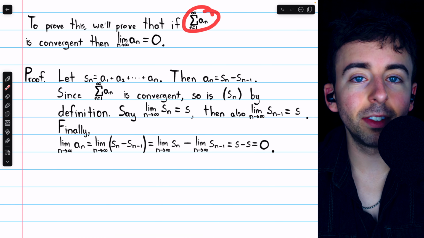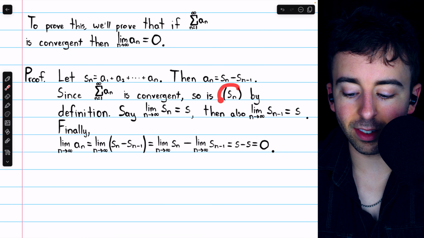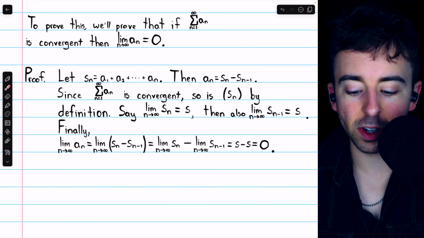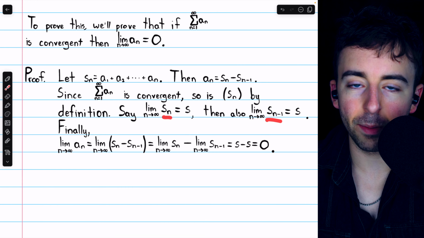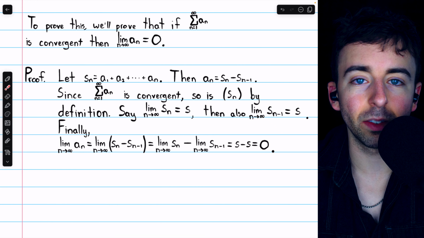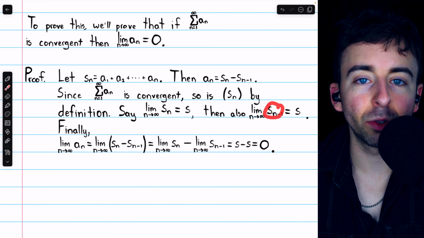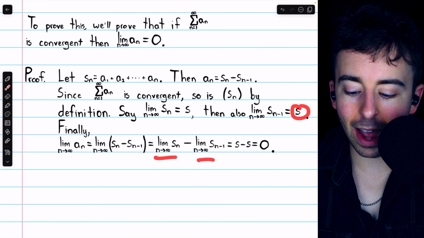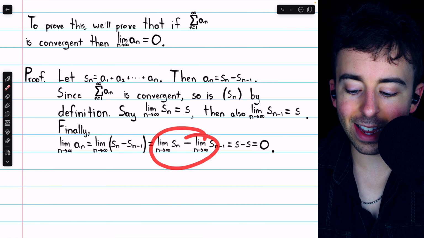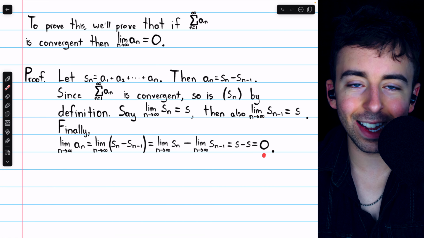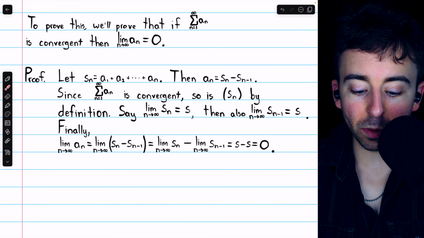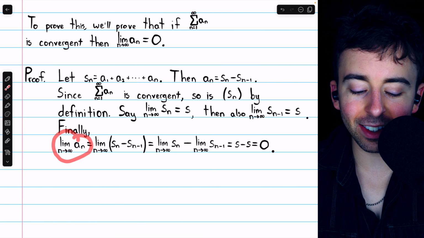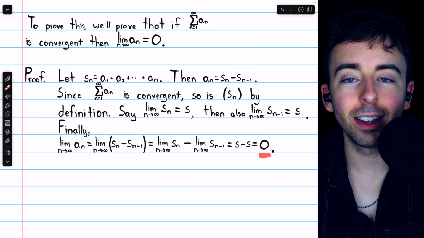Remember, we assume the series is convergent, which means its sequence of partial sums is convergent, but Sn and Sn minus 1 are both sequences of the partial sums. Sn minus 1 is just a term behind. So both of these are equal to that limit s. Hence, this is s minus s, which is 0. So we've shown the limit of an as n goes to infinity is 0.